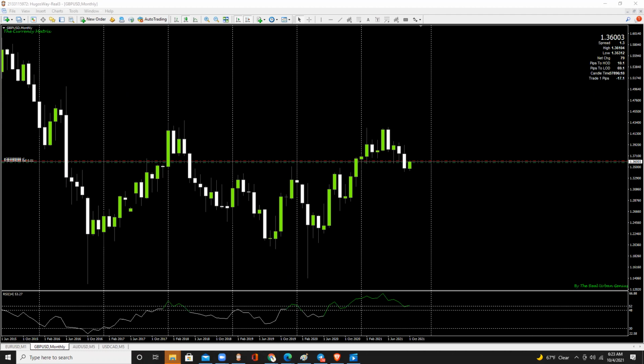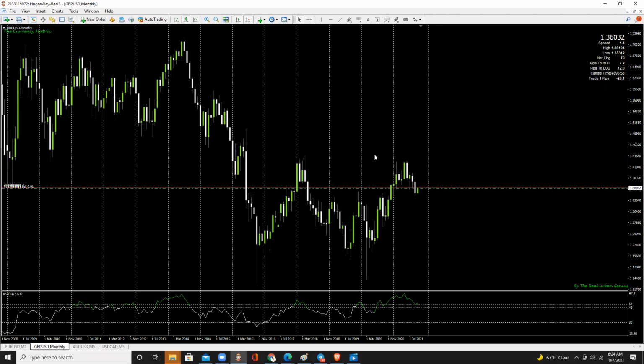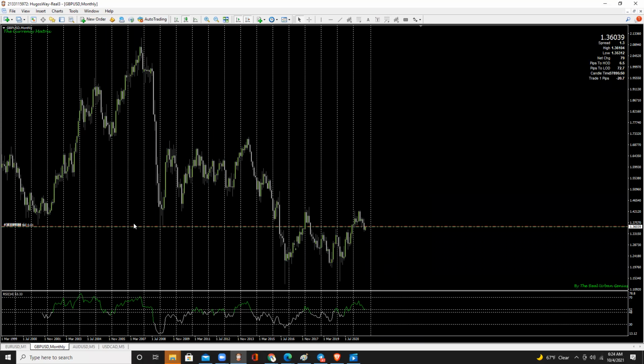All right, so now starting the analysis here on the pound USD. We are going to start here on the monthly, of course. Zoomed out here on the monthly. Go ahead and zoom out so you can see a good amount of data. Now we'll do the same thing we've done on the previous pairs.